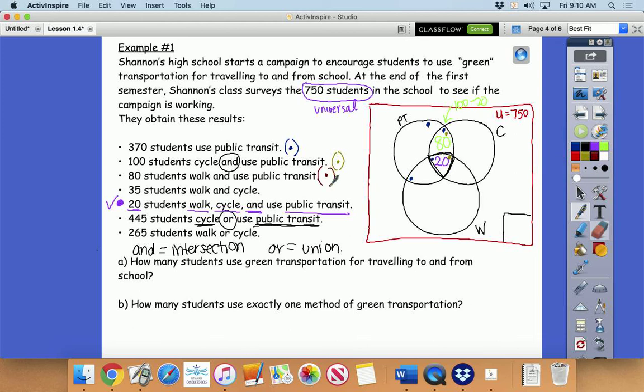So walking and using public transit. Walking and public transit would be this spot and this spot. So that's the entire intersection that is shared between walking and public transit. Those two numbers should add up to 80. As you can see, we already have 20. So to get this piece right here, we would go 80 minus 20, and that would give us 60 right here.